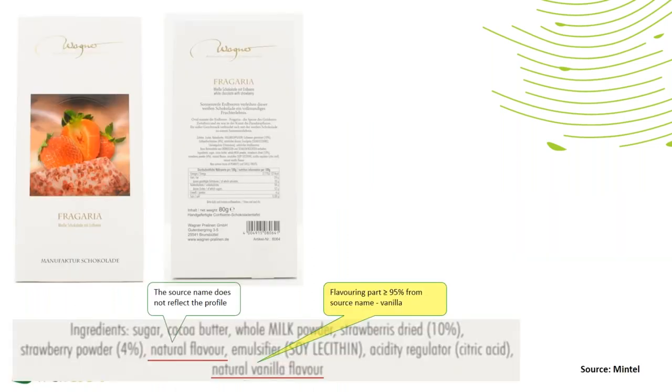Some market examples of what we have been talking about. So, a strawberry chocolate, it wasn't on purpose. I just like strawberry. So here we have natural flavor, which means the source name does not reflect the profile of the flavor. And we also have natural vanilla flavor, which means the flavoring part has more than 95% from the source name, vanilla.